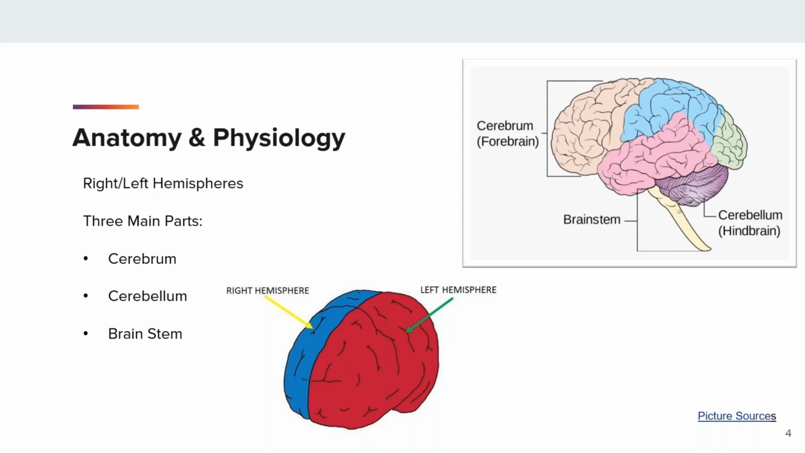The brainstem acts as a relay center connecting the cerebrum and the cerebellum to the spinal cord. It performs many automatic functions such as breathing, heart rate, body temperature, wake and sleep cycles, digestion, sneezing, coughing, vomiting, and swallowing.